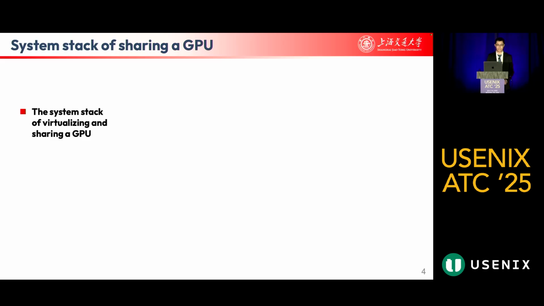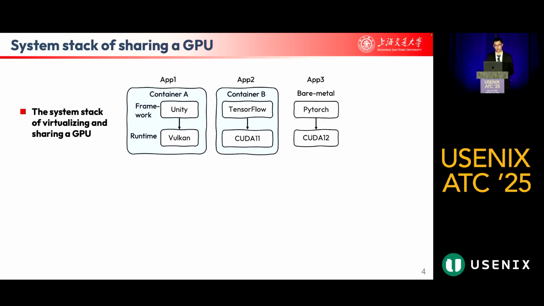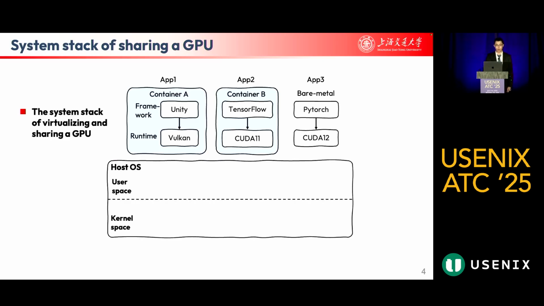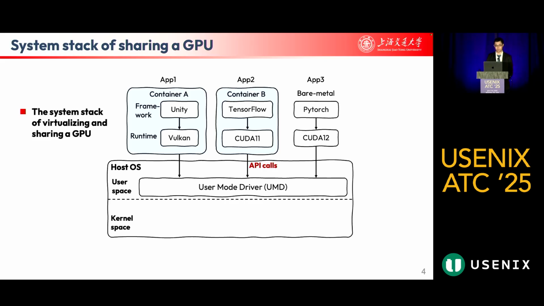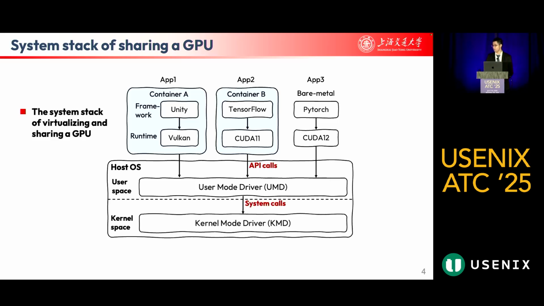If you look at the system stack of GPU sharing, here I'm first demonstrating 3 applications. Some of them are running inside a container, some of them are just bare metal. Different tasks can rely on different frameworks like Unity, TensorFlow, or PyTorch. They will also use different runtimes like ROCm, CUDA 11, and CUDA 12. All these applications send API calls to the user mode GPU driver, which we call UMD. This UMD will further send system calls to the kernel mode driver, and that will use memory-mapped I/O to control the actual GPU hardware.